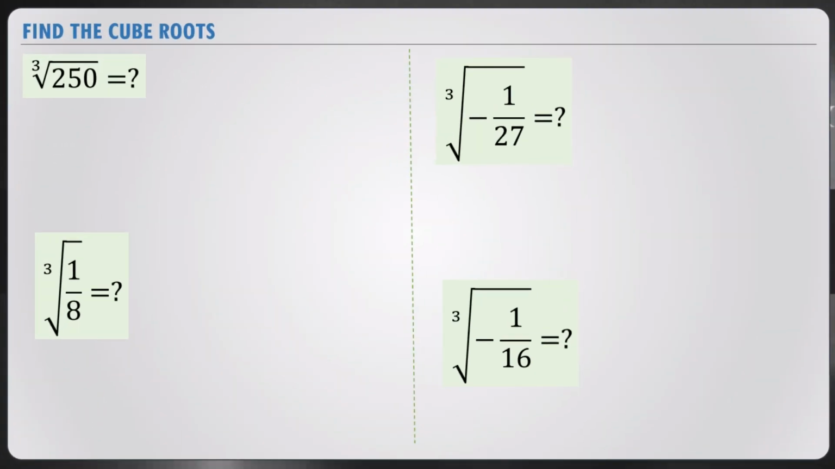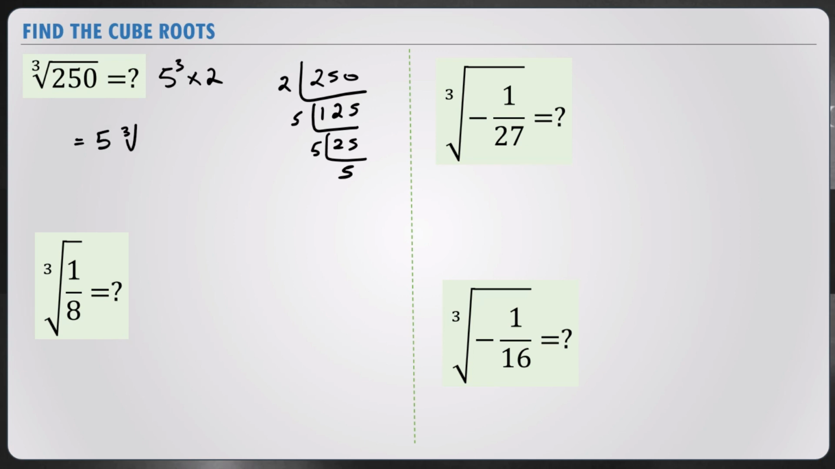Let's move on to more practice. 250, let's find the factors of 250. 1, 2, 5, that's 5, 25, and 5. So 250 is actually equal to 5 cubed into 2. So the cube root of 250 will be equal to 5, and the 2 remains under the cube root sign.